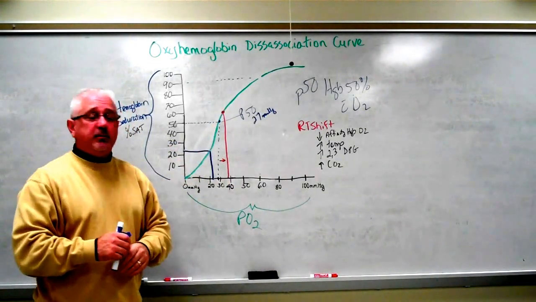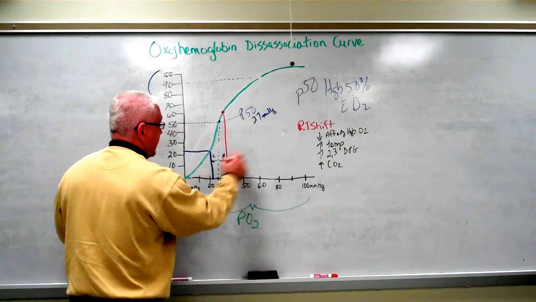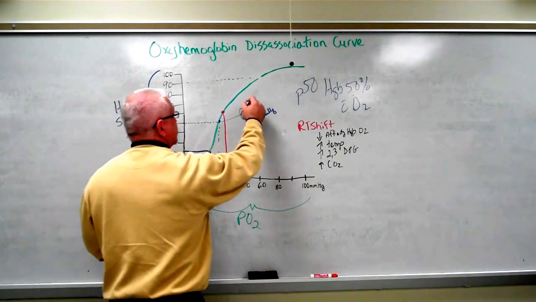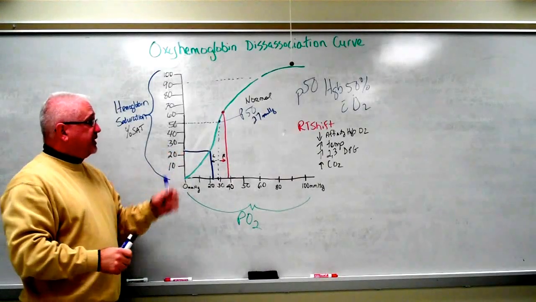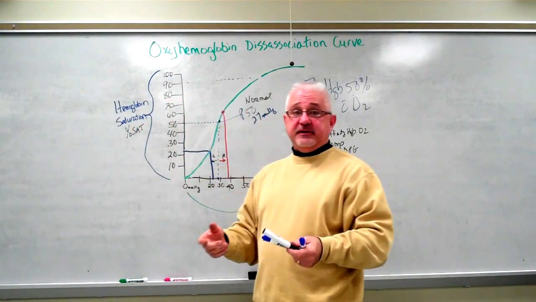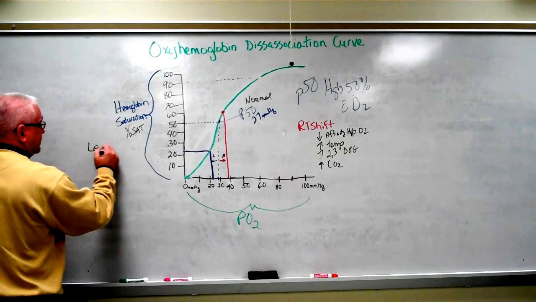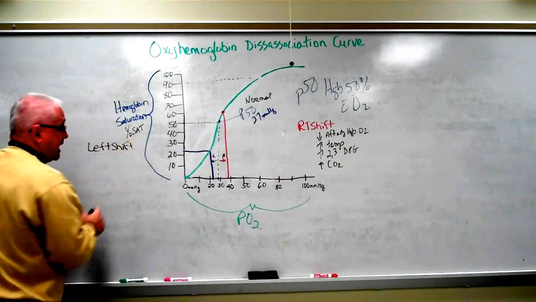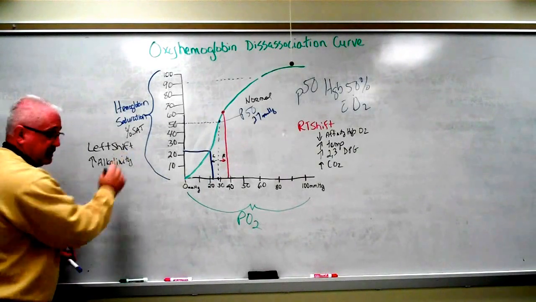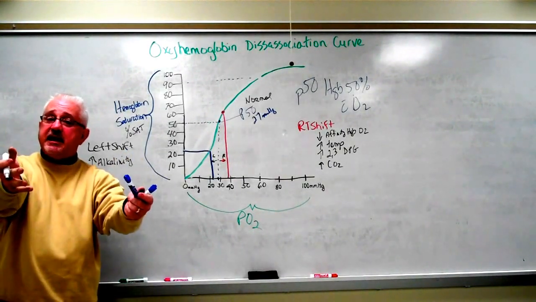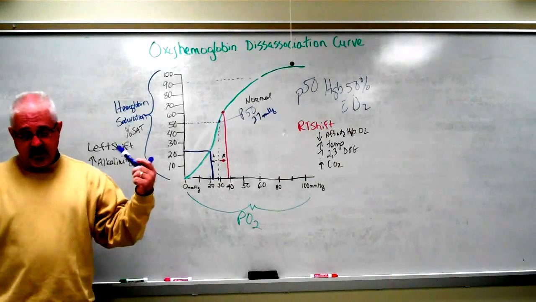The blue dotted line is normal. As you can tell, just like me, you can see that it's shifting to the left. If it were going the other way, it would be shifting to the right, because the blue dotted line is the normal P50. Okay? Well, a left shift in the oxyhemoglobin dissociation curve is going to be caused by an increase in alkalinity.